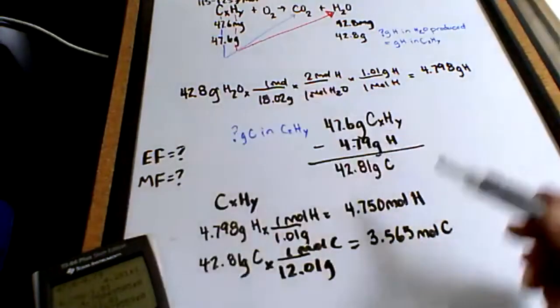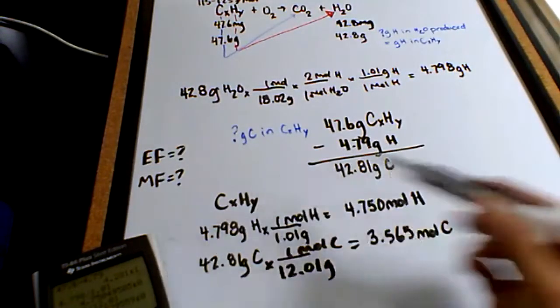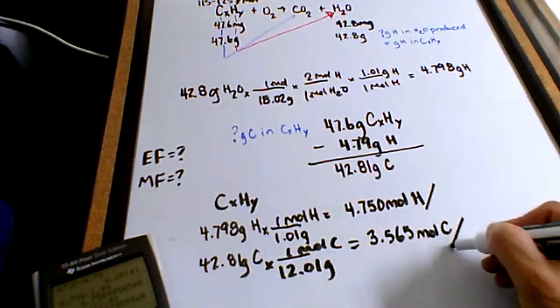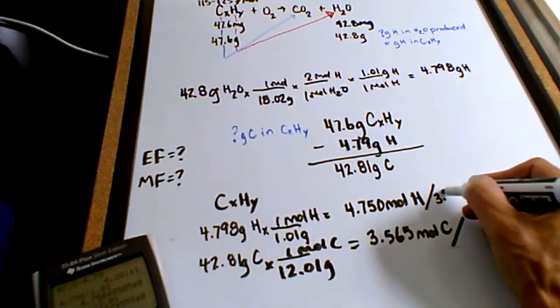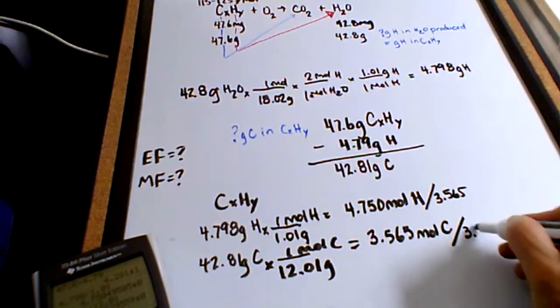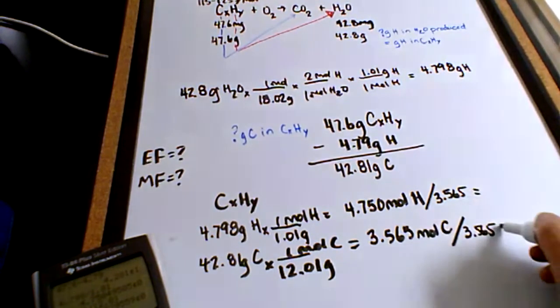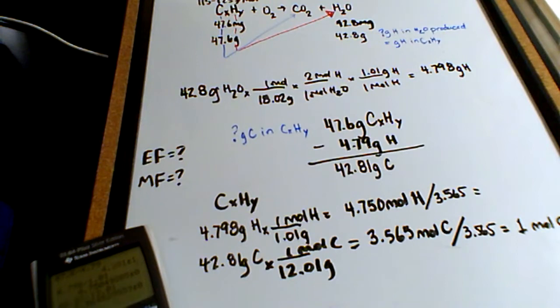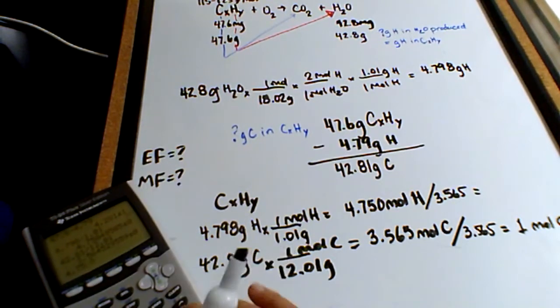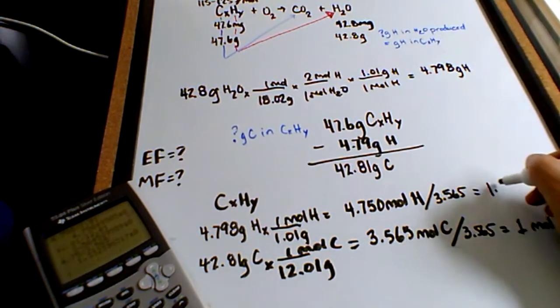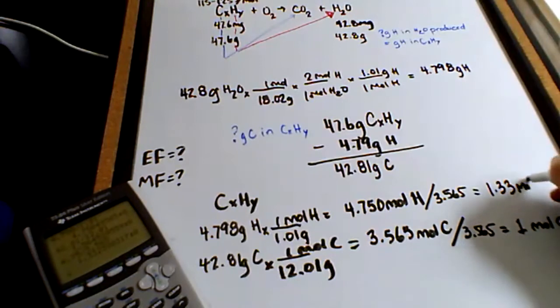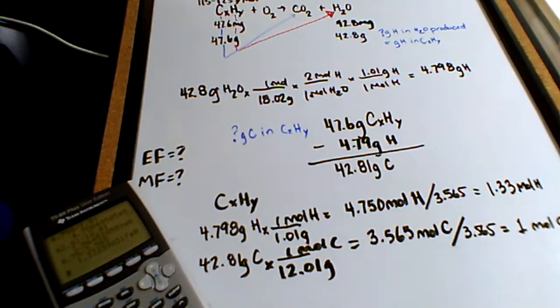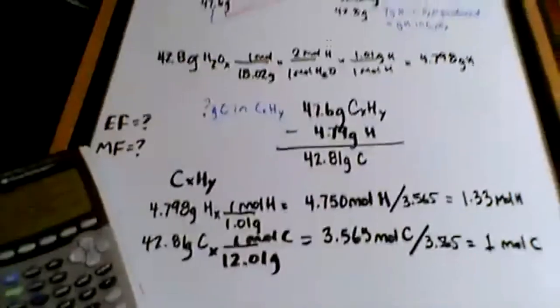This is your empirical formula, grams to moles. We didn't have the percent. Now we divide by the small, so we're obviously going to divide both by 3.565. 3.565 equals 1 mole carbon, 4.75 divided by 3.565 equals 1.33 moles of hydrogen. Okay, I'm not allowed to round that number. That's looking good. A 0.33 is a good sign.